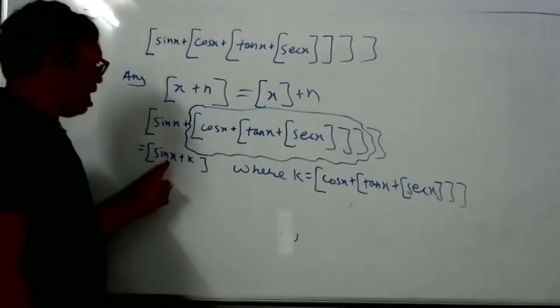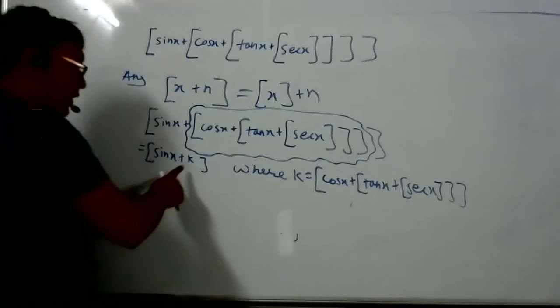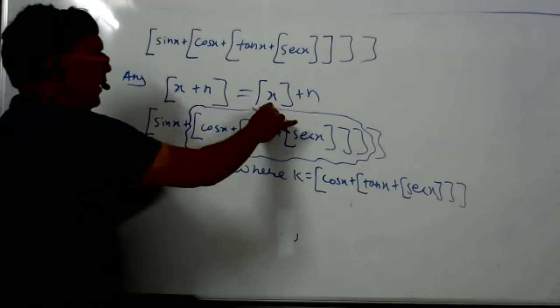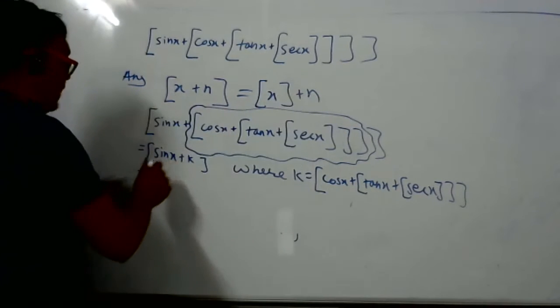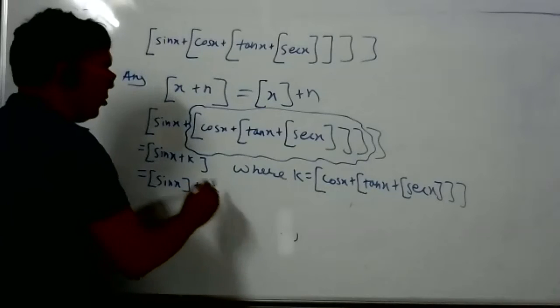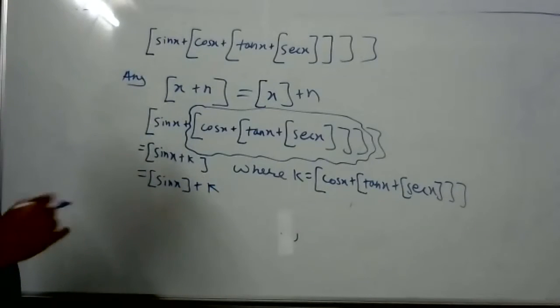So I can write sin x plus k, but where k is an integer. So by this property, bracket x plus n is equal to bracket x plus n, where x is sin x, I can write this as bracket sin x plus k. If you still have doubt, you tell me. No, sir, got it.